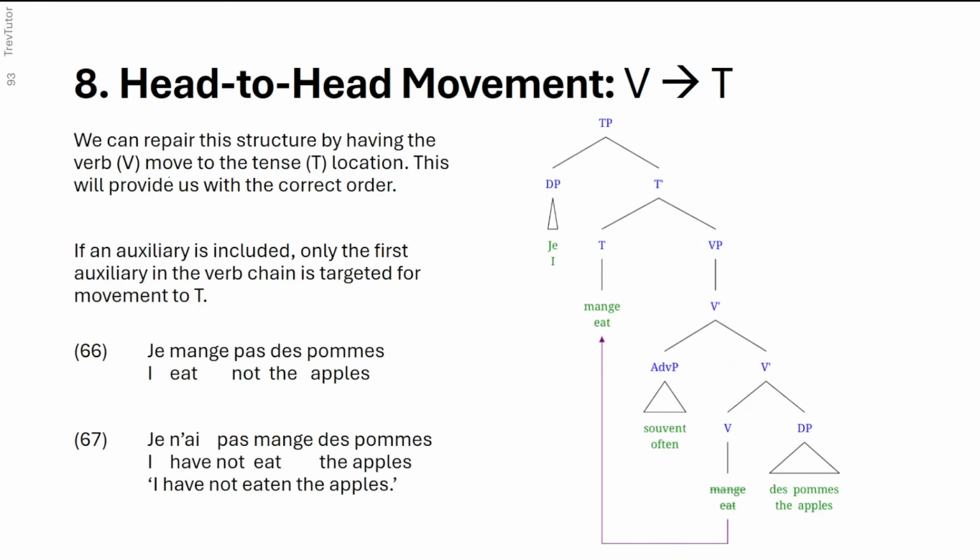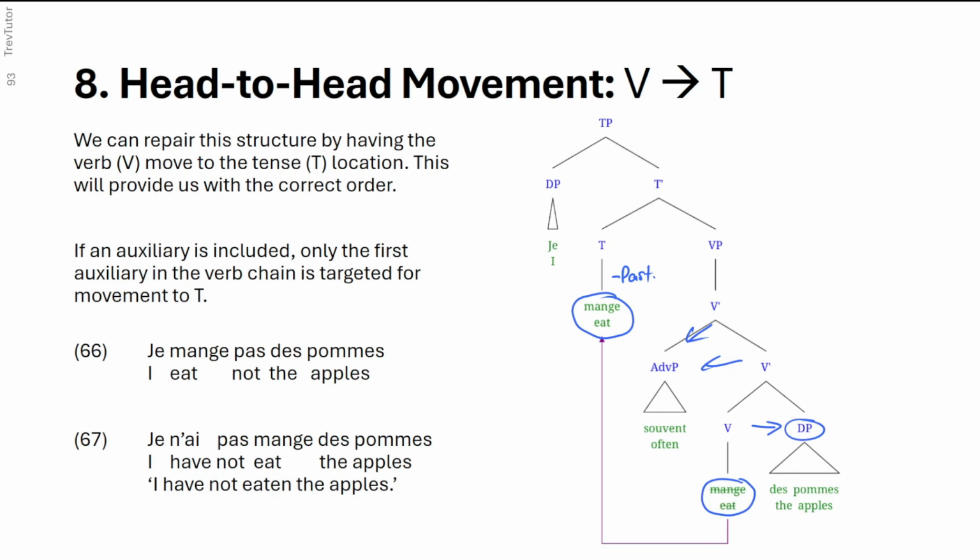So V to T movement allows us to get the correct word order. It means that the word eat is starting under the verb. It has its object complement in this case. It has its adjunct often, but then to get the correct word order, we're moving eat up into the tense phrase, up into T. So before there was minus past, so you can think of the verb joining together with minus past to form the final form. And this allows us to get the correct word order for this French sentence.